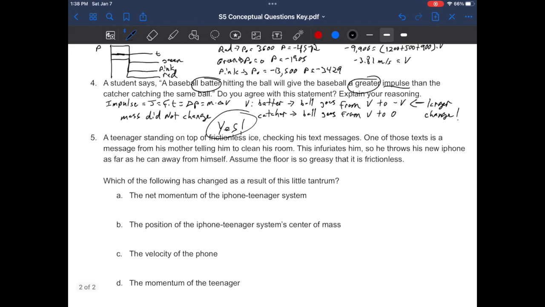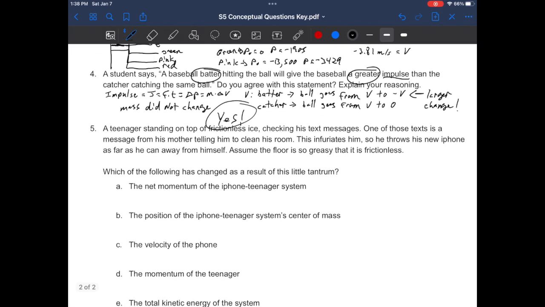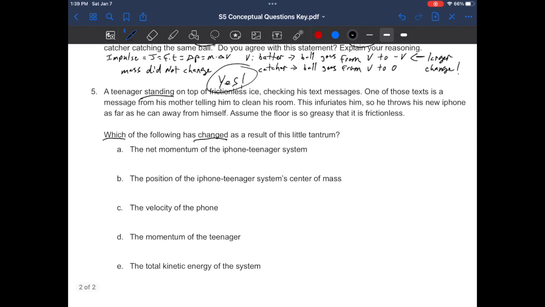Brings us to number 5, the very last question on the page. A teenager is standing on top of frictionless ice, checking his text messages. One of these texts is a message from his mother telling him to clean his room. This infuriates him, so he throws the iPhone as far away as he can. Assume the floor is greasy and frictionless. Well, he was standing on ice, so yeah, I guess so.